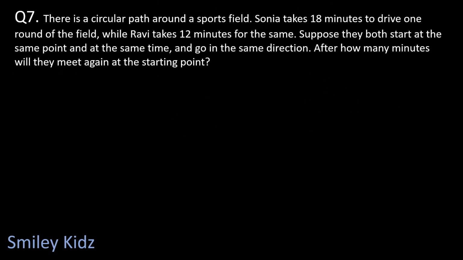Now we have the 7th question and the last one, which says there is a circular path around a sports field and Sonia takes 18 minutes to drive one round of the field, while Ravi takes 12 minutes for the same. Suppose they both start at the same point and at the same time and go in the same direction. After how many minutes will they meet again at the starting point?